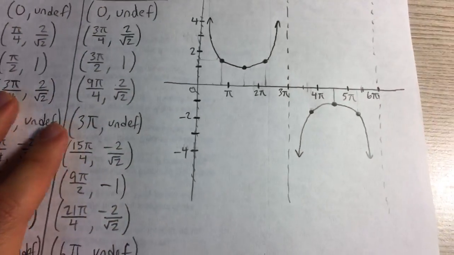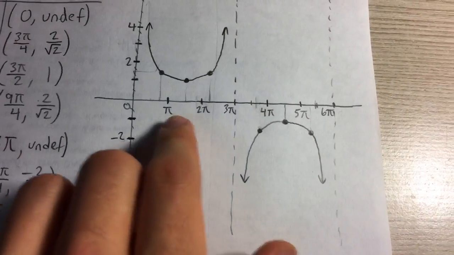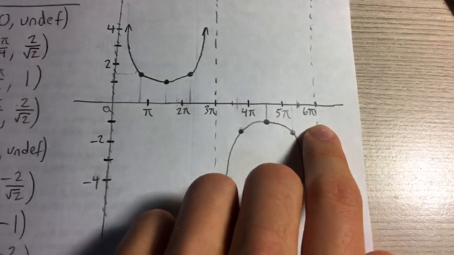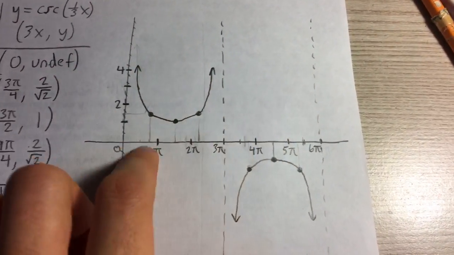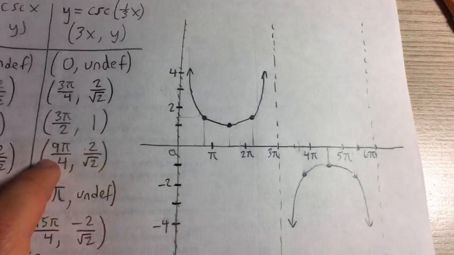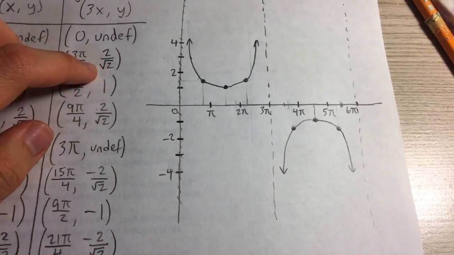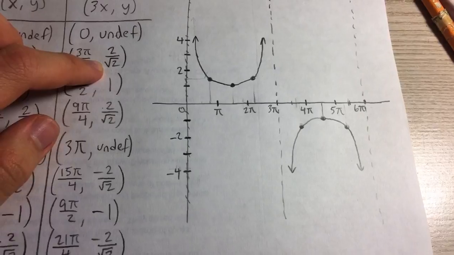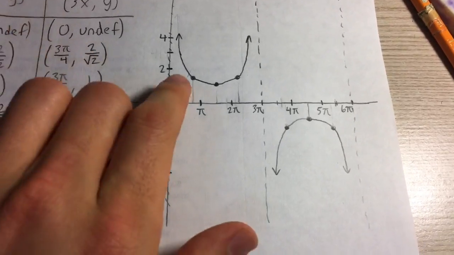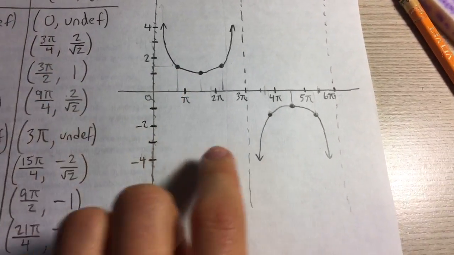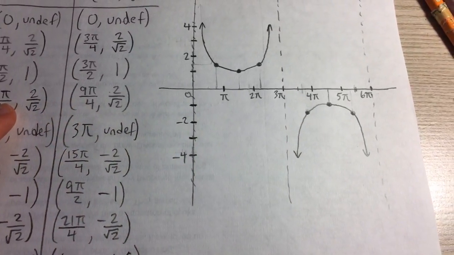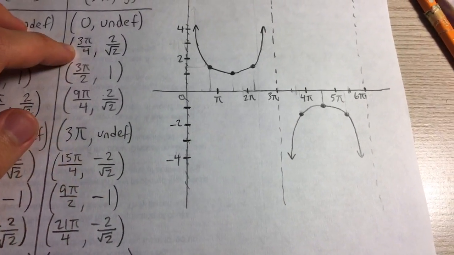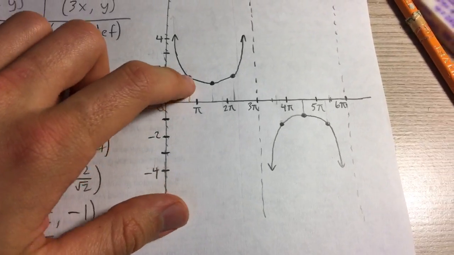And so when I plot all of these points, you can see that this is one period from 0 to 6 pi because, again, we've been expanding horizontally. I just plotted the points. 2 over root 2 is about 1.414, so 1.4, I just plotted there. And you can see negative root 2 over 2 is over here. And yeah, so it just goes up.